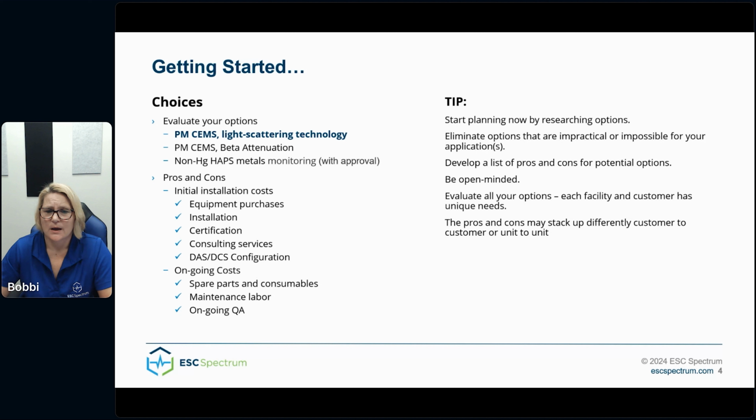So a tip, start planning now by researching options. Eliminate options that are impractical or impossible for your application. Develop a list of pros and cons for potential options. Be open-minded, evaluate all your options. Each facility and customer has unique needs. The pros and cons may stack up differently customer to customer or unit to unit.